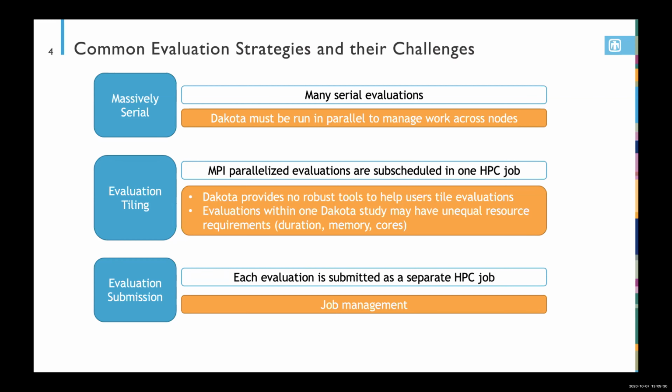The second evaluation strategy that's quite common for our users is what we call evaluation tiling. In that case, each evaluation involves an MPI parallelized simulation. And that's also quite common. Some of the challenges there, for our users, is that we as a team don't provide any robust tools to help users manage the subscheduling within an HPC job. And an emerging challenge is that the evaluations within one Dakota study may have unequal resource requirements. That is, one evaluation may take a certain number of hours or require a certain number of cores, but a different one may have totally different resource requirements.